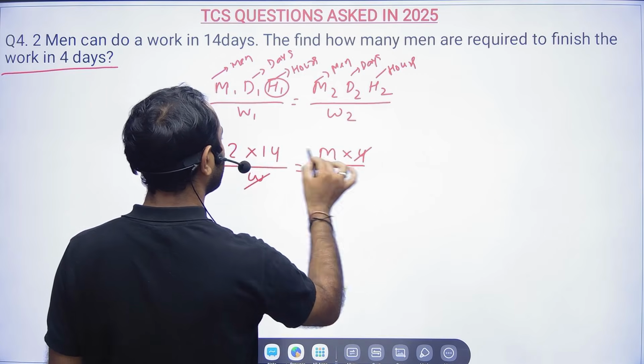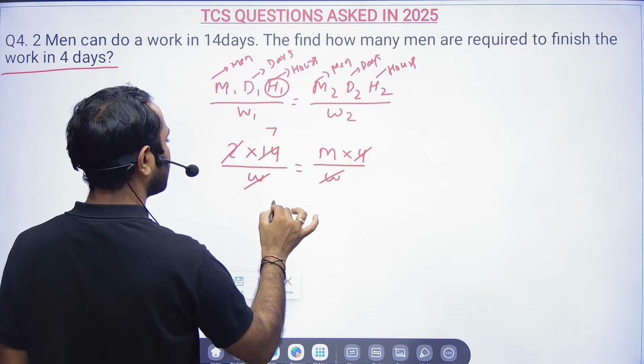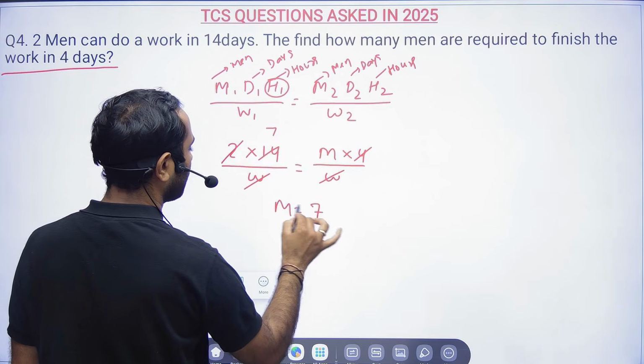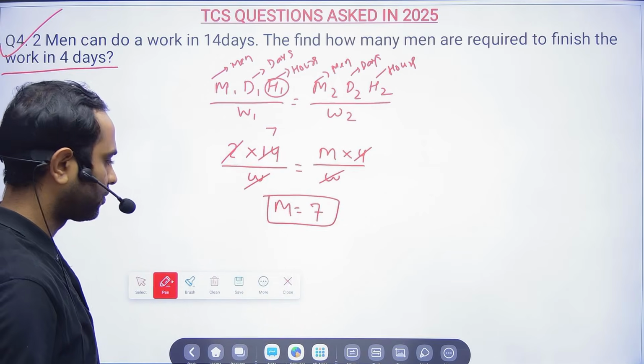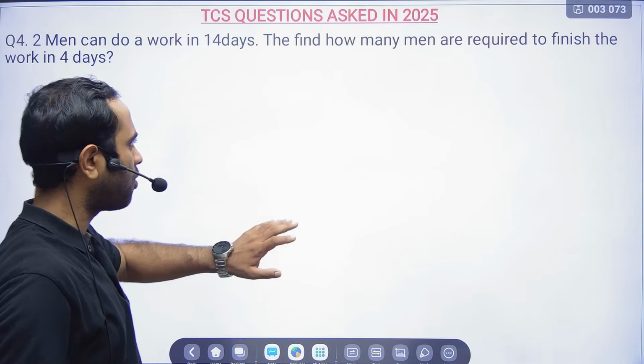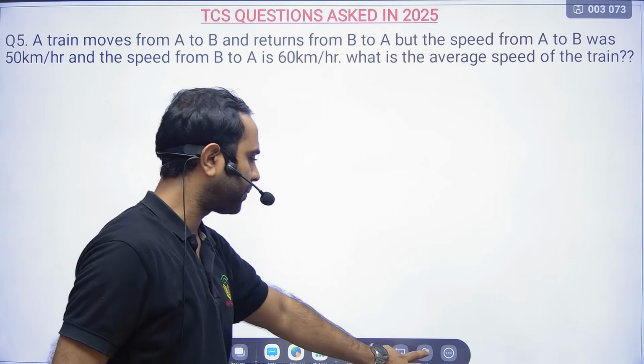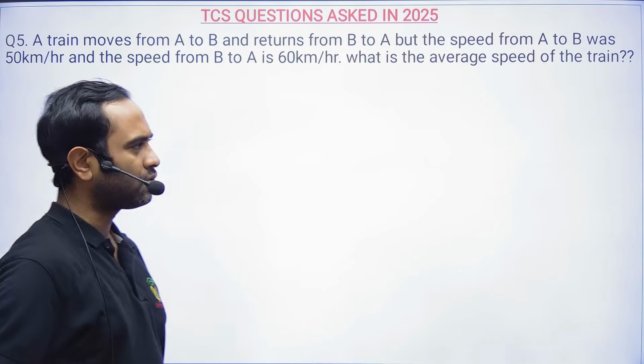Okay, so 2 2s are 4 and 2 7s are 14. So the number of men required is 7, and that will become your answer for question number 4. Clear? Okay, no more confusion. Keep it simple, and then you will be able to solve the question.